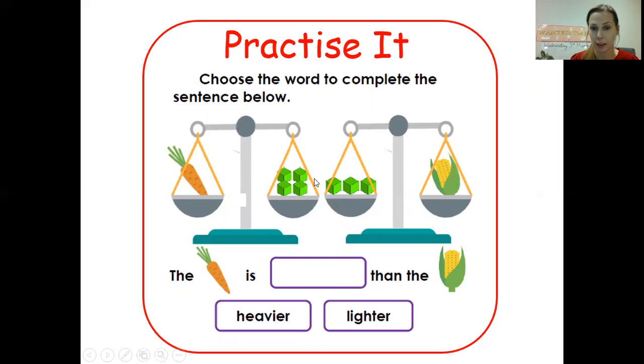Well, I can see that the carrot is 4 cubes heavy and the sweet corn is 3 cubes heavy. And 4 is bigger than 3, so the carrot is heavier than the sweet corn.